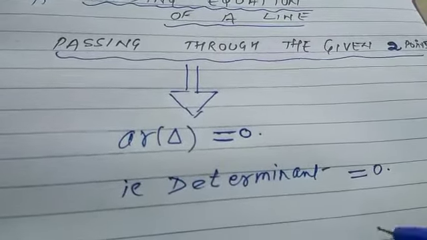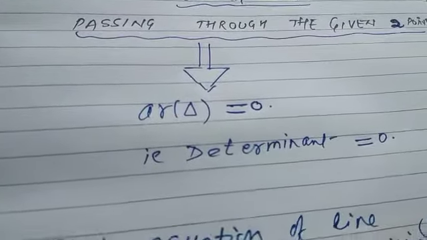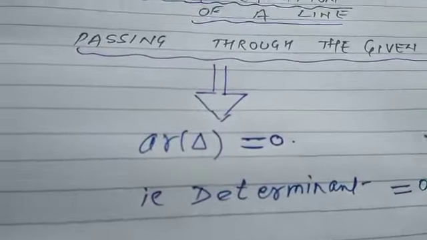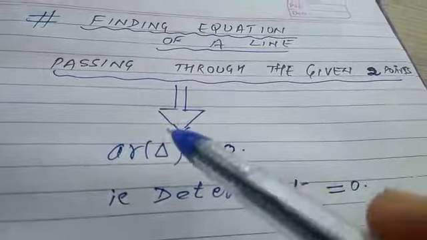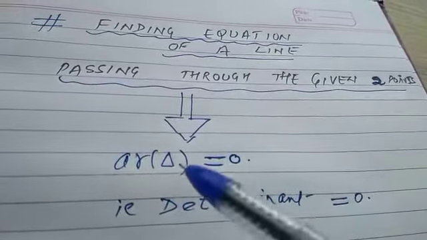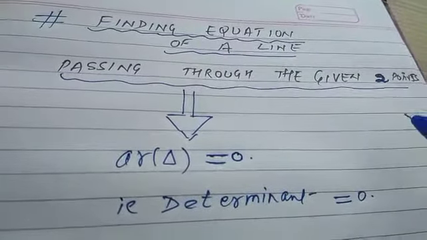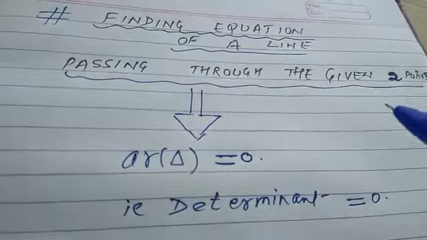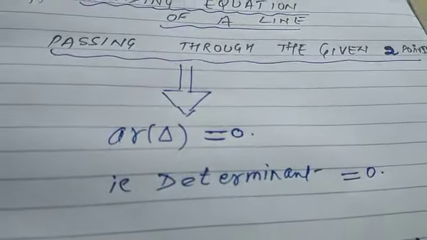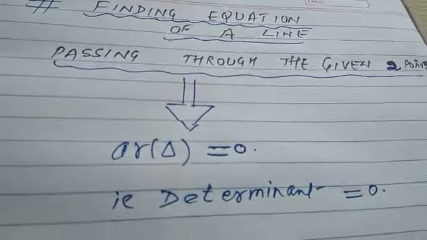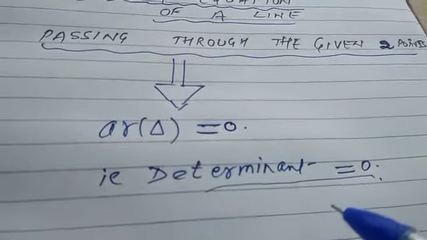But in determinants, what we are trying to do is this: we know that whenever 3 points are collinear, the area of the triangle is 0. So these 2 points along with the third point x comma y are collinear. Because of that, the area of the triangle made up of these 3 vertices will be 0, and the corresponding determinant is 0. When we solve this determinant equal to 0, we get the area of the triangle in terms of the 2 variables x and y.